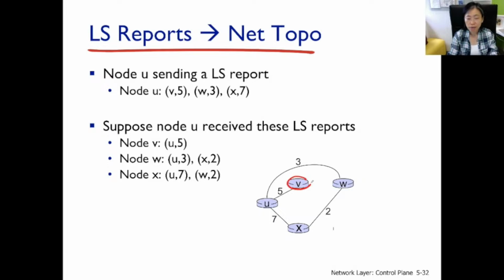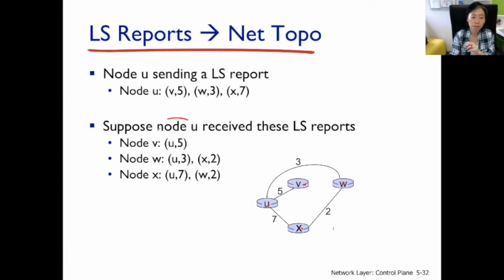Similarly, V is going to generate its link state report, which is going to contain only one entry. It connects to U, link cost 5. The link state report from W should look like this: 2 neighbors, U and X, cost being 3 and 2. The link state report from X contains 2 entries, U and W, link cost 7 and 2. So each of these nodes, U, V, W, X, is going to broadcast their link state report, and every node in the network is going to receive its own local information and every other node's link state report.